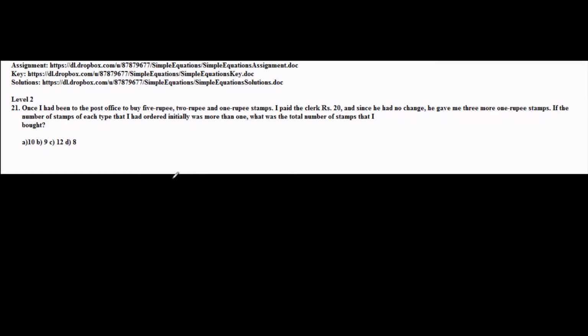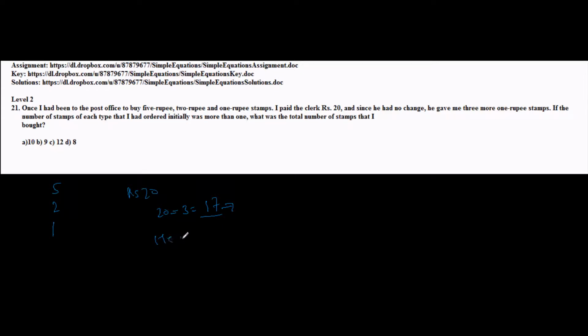Coming to another problem. Now this is again a very interesting problem. It goes like this. Once I had been to the post office to buy 5 rupee, 2 rupee and 1 rupee stamps. So these are the denominations of these stamps. I paid the clerk rupees 20. And since he had no change, he gave me 3 more 1 rupee stamps. So effectively the clerk returned 3 rupees. That means the stamps he bought initially were worth 17 rupees.